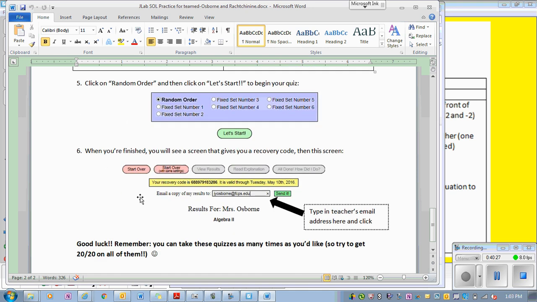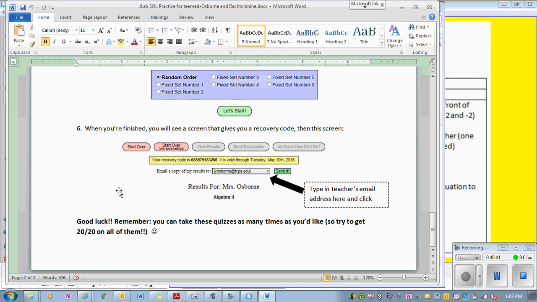Okay, when you're done, it'll give you a recovery code. All right, and it actually has a deadline. Okay, but this is where you would put in my email. All right, that's it for the JLabs.